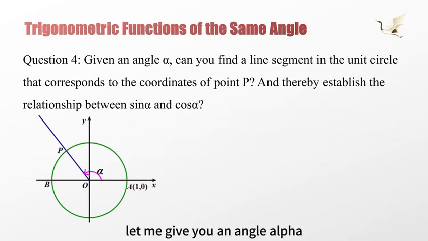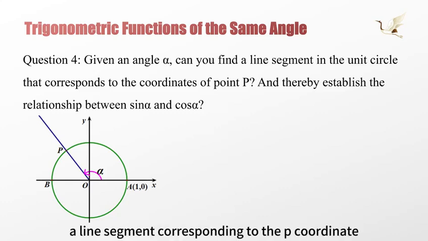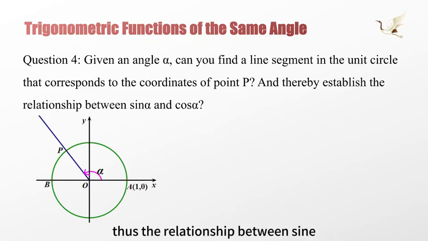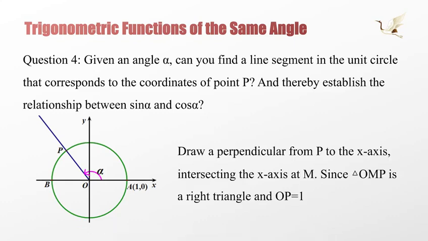Let me give you an angle alpha. Let's set the terminal edge of the angle alpha to rotate to the second quadrant. Can you find a line segment corresponding to the coordinates of P in the unit circle? Thus, the relationship between sine alpha and cosine alpha is established.